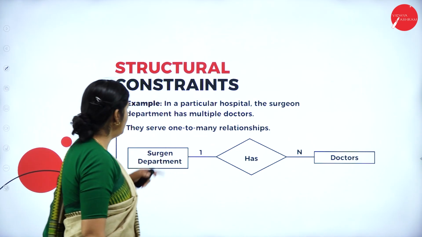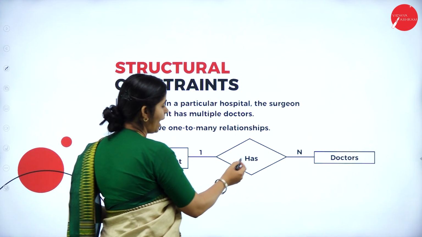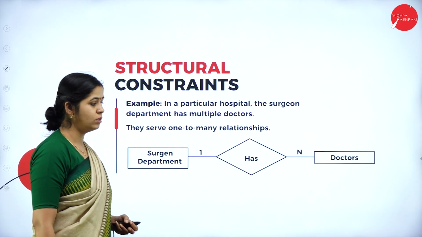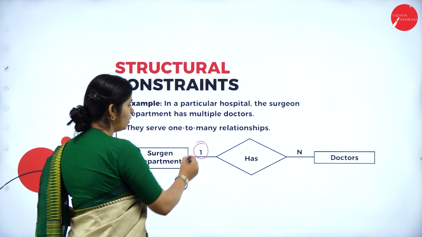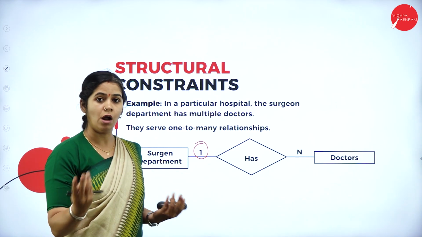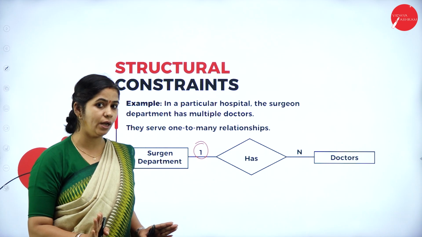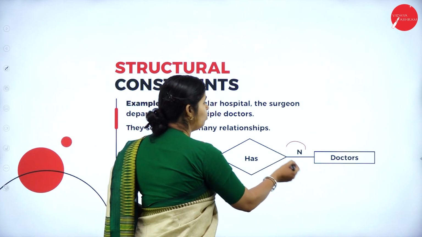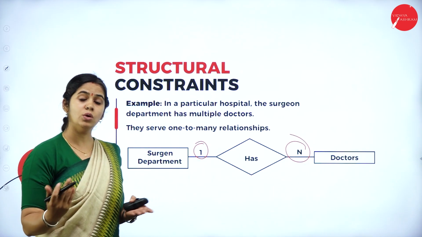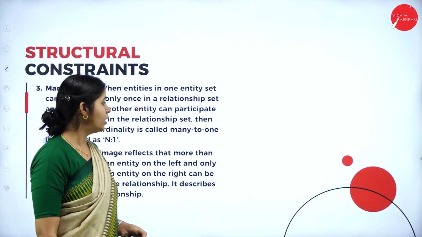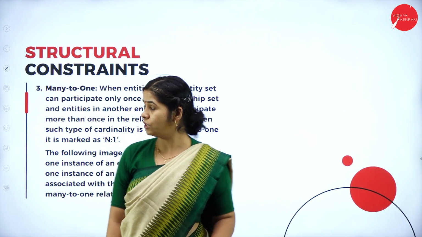The example here: a surgery department has n number of doctors. How many departments? Only one. In one department we cannot have only one doctor. One HOD will be there, but one doctor alone cannot be there. We will have more than one doctor, so n number of doctors are there. That is a 1 to n relationship.